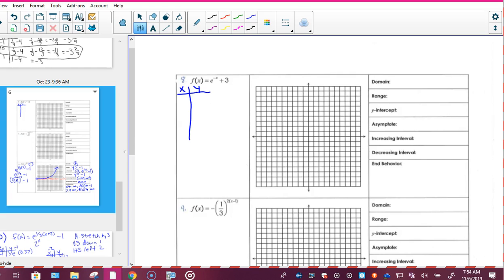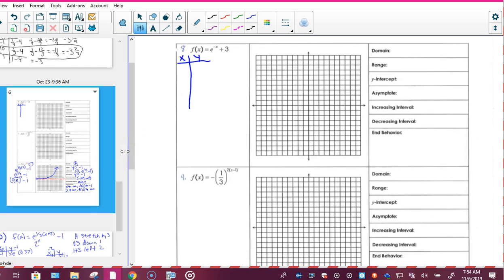Alright, we're doing number 8. Remember that you need some original, from now on I'll call it the parent table, to base these numbers off of if you're doing it transformation-wise. So your x's are -1, 0, 1. If you didn't have any transformations, it would just be e to the x. If you put these numbers in, you'd have 1 over e, which you just need to know is 0.37.